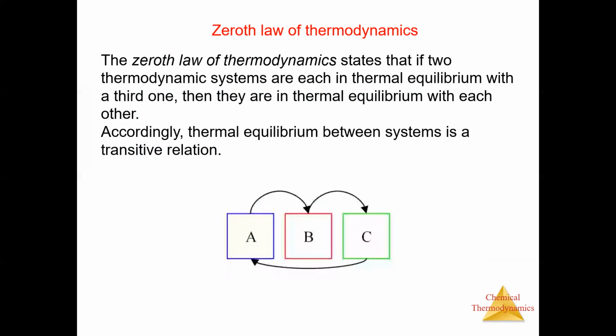The zeroth law of thermodynamics states that if two thermodynamic systems are each in thermal equilibrium with a third one, then they are in thermal equilibrium with each other. Accordingly, thermal equilibrium between systems is a transitive relation, right? So, for example, if two systems are in equilibrium with a third system, then definitely they are in equilibrium with each other as well. Here you can see in the example that A is in thermal equilibrium with B, whereas B is in thermal equilibrium with C. Definitely, then A is in thermal equilibrium with C.